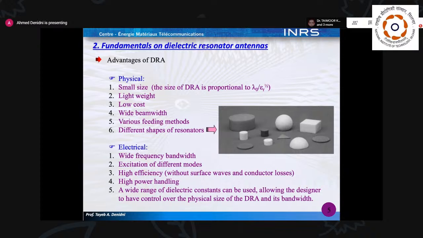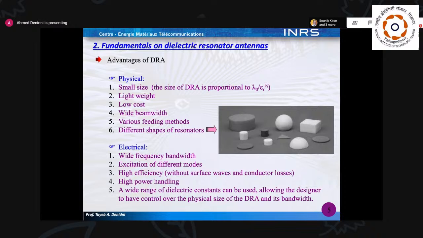First of all, this dielectric resonator antenna is very small and compact. Their size is proportional to lambda zero divided by the square root of epsilon r, which is the propagating wavelength in the material. This means if you use some dielectric material with high dielectric constant, we can come up with a very, very small and tiny resonator or antenna. This means we can control the size by using a specific, especially very high, dielectric constant. And this is an advantage: we have compactness, small size, and so on.